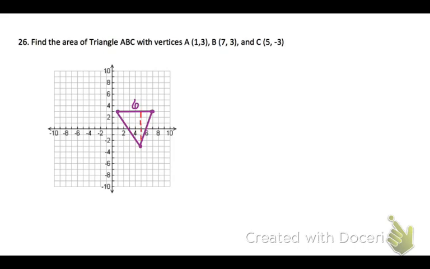And then I'm going to draw in the height of my triangle, and I'm going to count that, and that is 6 units. Recall that the area of a triangle is 1/2 base times height. I'm going to put in my numbers, and I get that this triangle is 18 units squared.